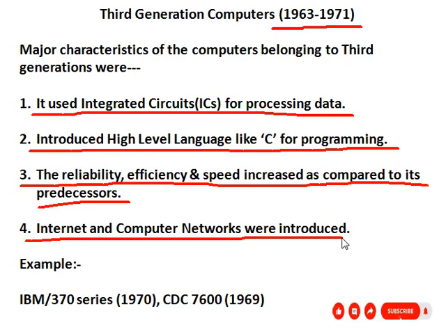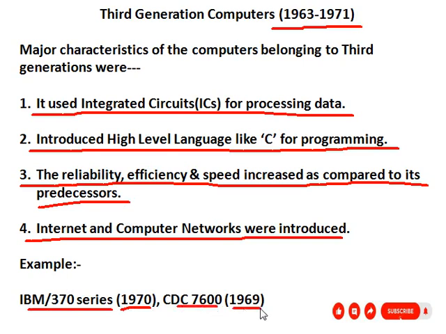What is computer network? Computer network is the interconnection of two or more computers which are capable of exchanging information between them, even without the internet. Next, examples of third generation computers are IBM 370 series in 1970 and CDC 7600 series in 1969.